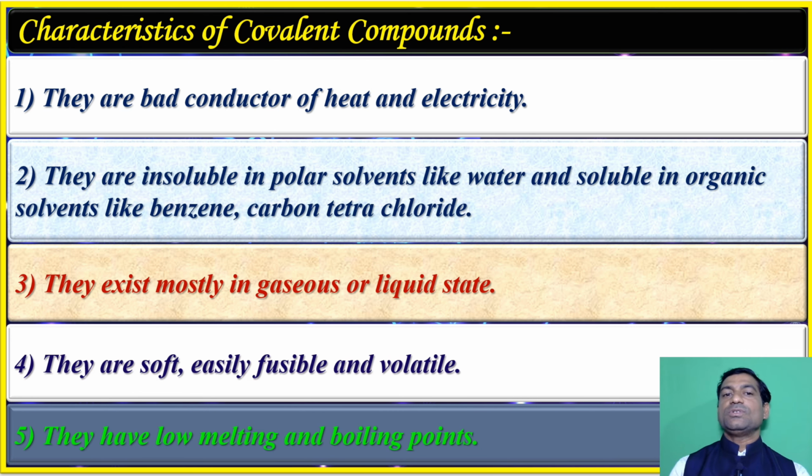They exist mostly in a gaseous and liquid state. Means covalent compounds are present in a gaseous or liquid state. The covalent compounds are soft, easily fusible and volatile. And last one is they have low melting point and boiling point. These are some characteristics of the covalent compounds.